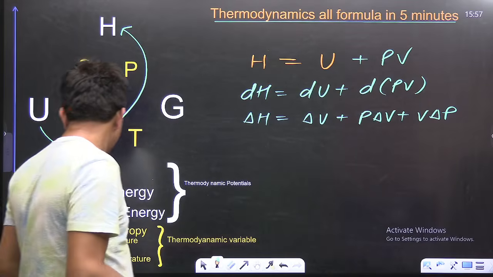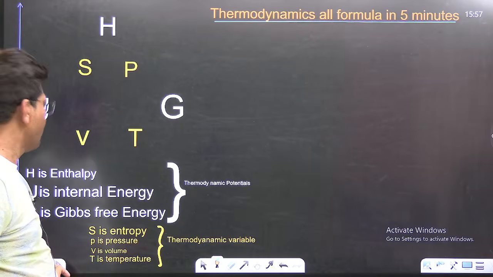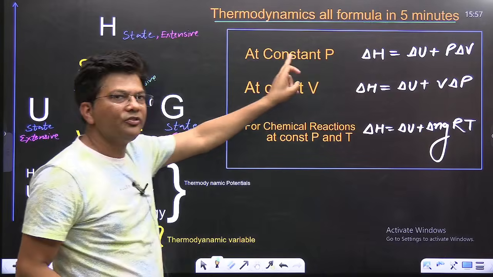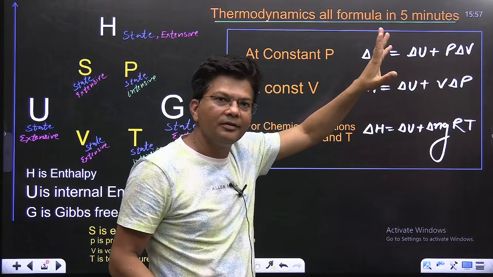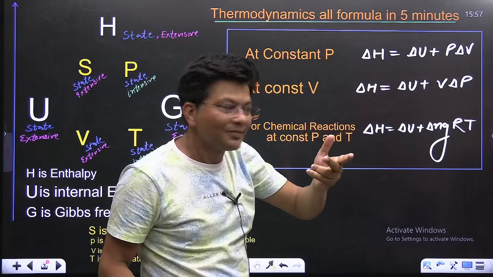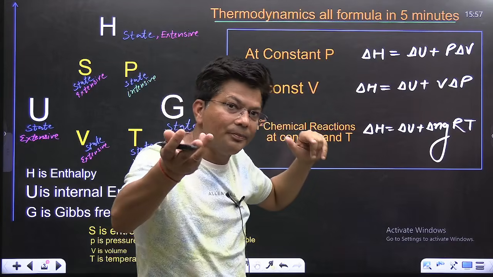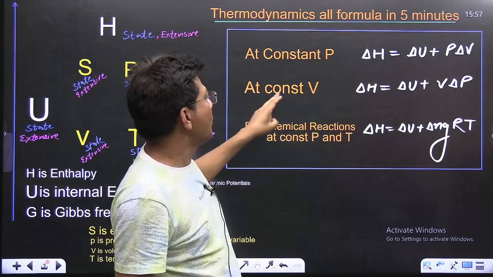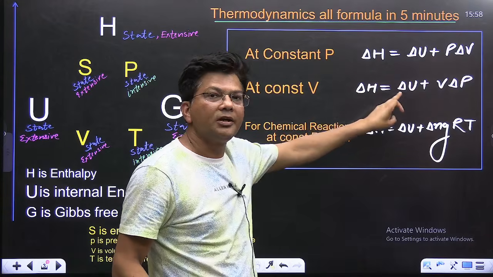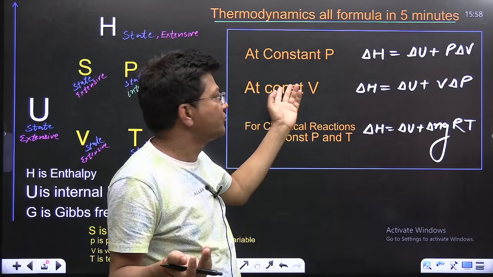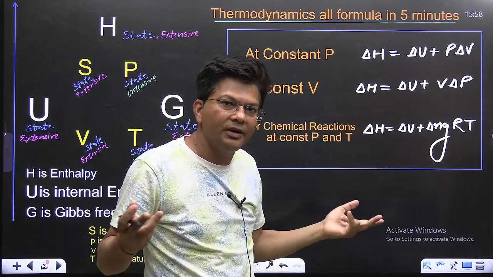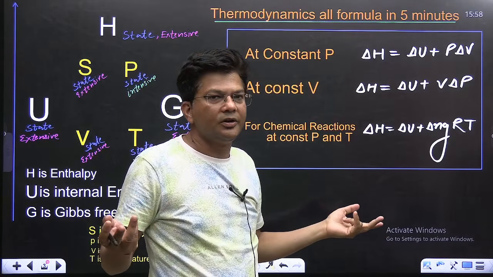Just see, I have written already the formulas. At constant pressure, delta H is equal to delta U plus P delta V. Constant pressure, so delta P becomes 0. At constant volume, delta H is equal to delta U plus V delta P. Delta V has become 0, volume is constant. So change in V is 0. So delta V is equal to 0.